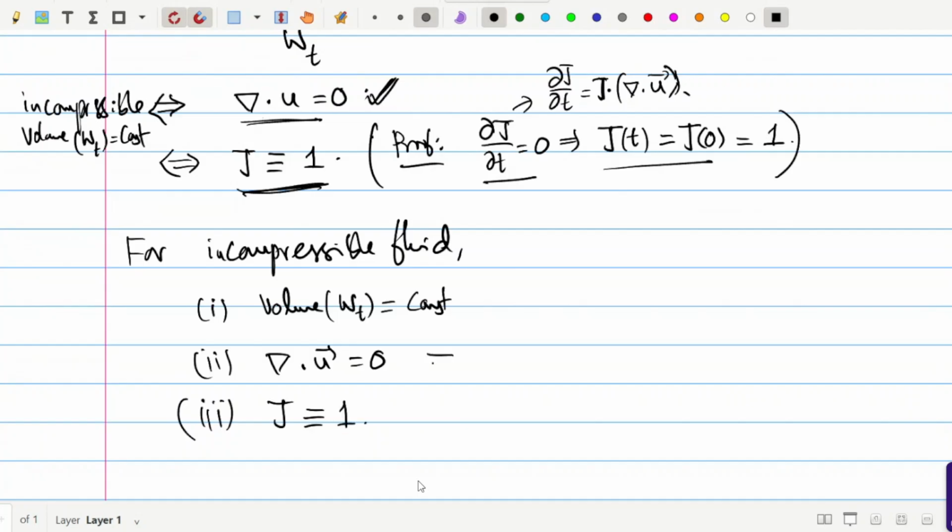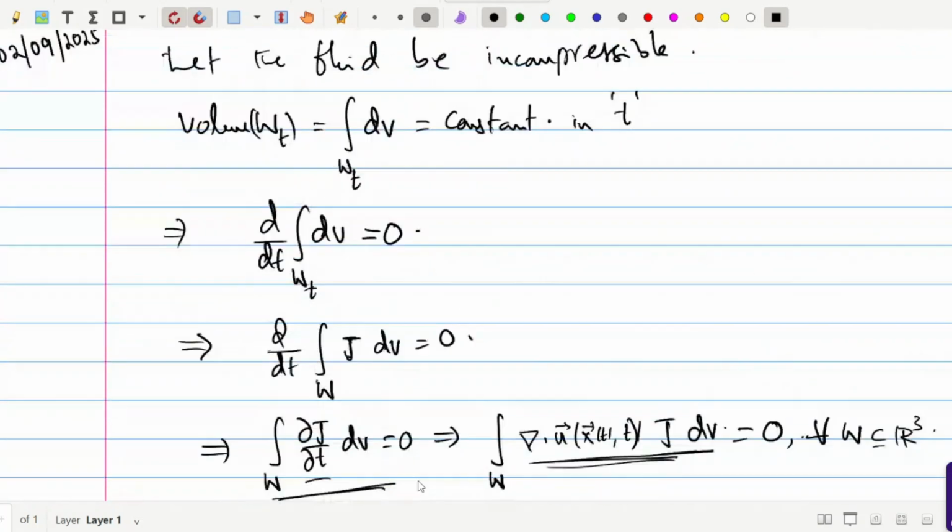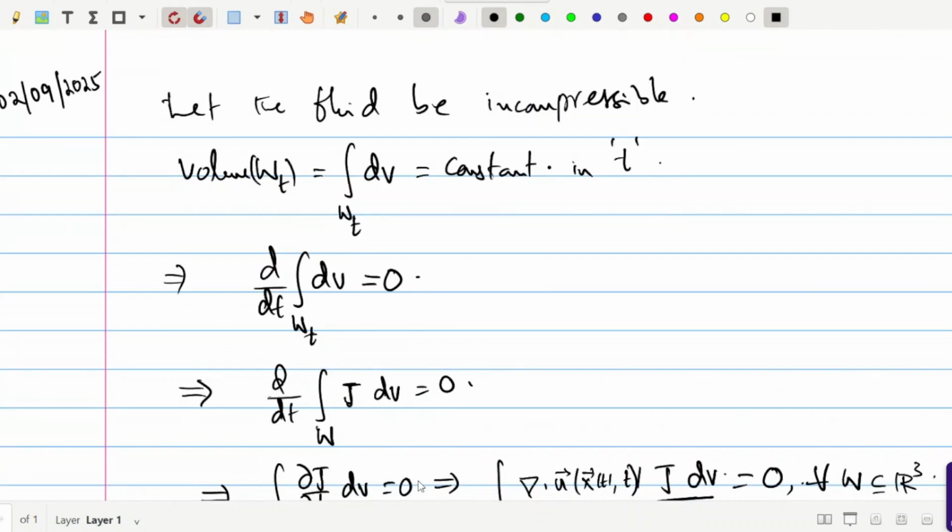So now this is also equivalent to another statement. 1 implies 2, and 2 implies 1, and 2 also implies D rho by Dt equals 0, using the mass equation. Can you see all this? Any question up to here? You start with here, and this is what you get.